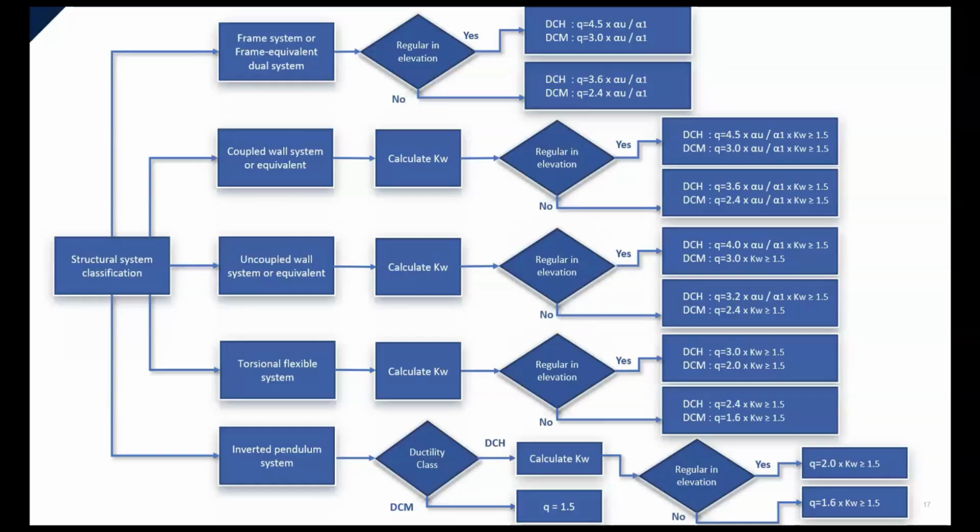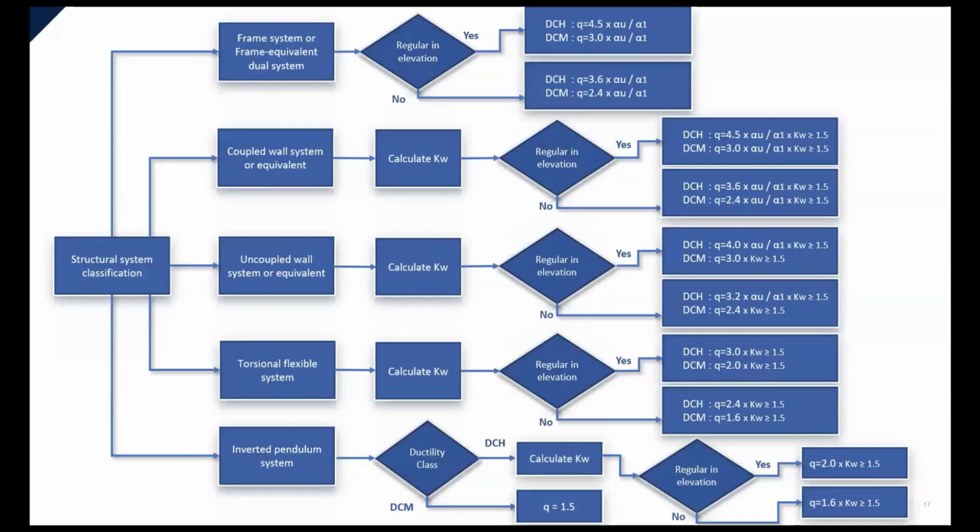The 5 different types of structural systems recommended by Eurocode 8 are a frame system or mixed frame system, a coupled wall system or uncoupled mixed wall system, a coupled wall system or mixed coupled wall system, a torsionally flexible system, and an inverted pendulum.